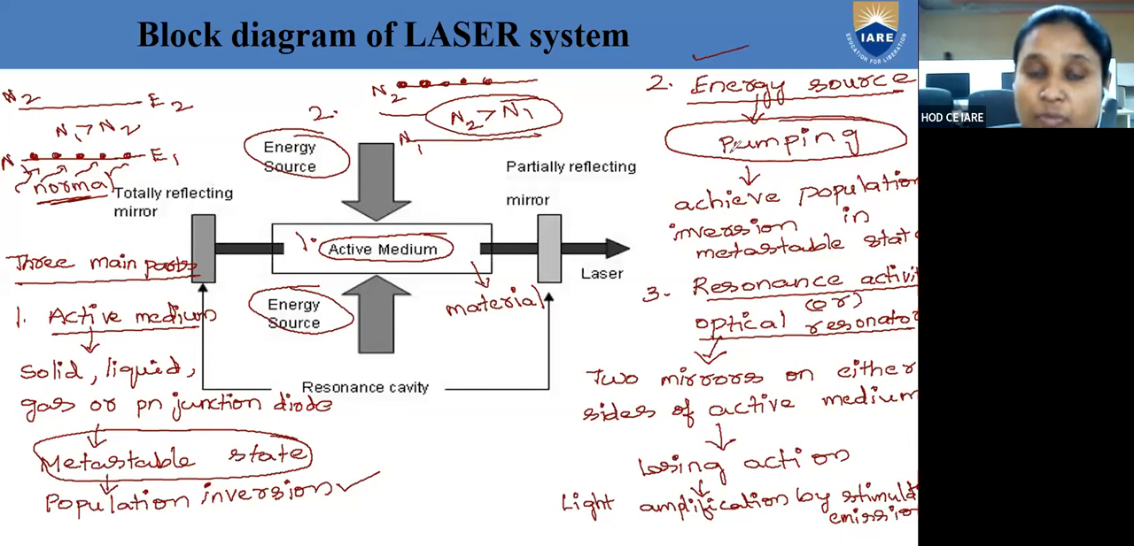It is called pumping. What will this energy source do? The energy source will provide the necessary energy to achieve population inversion in the metastable state. Depending upon what type of laser we are taking, there are different pumping methods. I gave you various pumping methods in our previous topic: optical pumping, direct conversion, chemical reactions, atom-atom collision, and electric discharge. Different lasers are going to have different pumping methods.